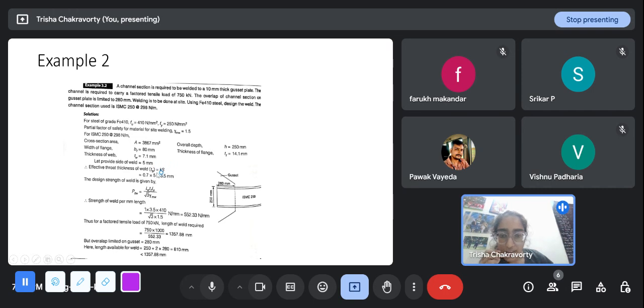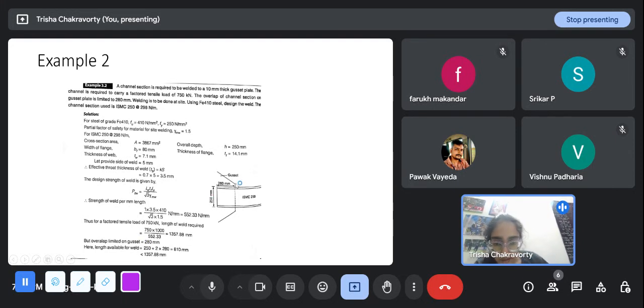Again, this is the formula that we use for fillet weld: 0.7 into 5. The design strength of weld is given by this. Okay, for the length available for weld, they have first found out the strength of the weld per length and then multiplied by the length.